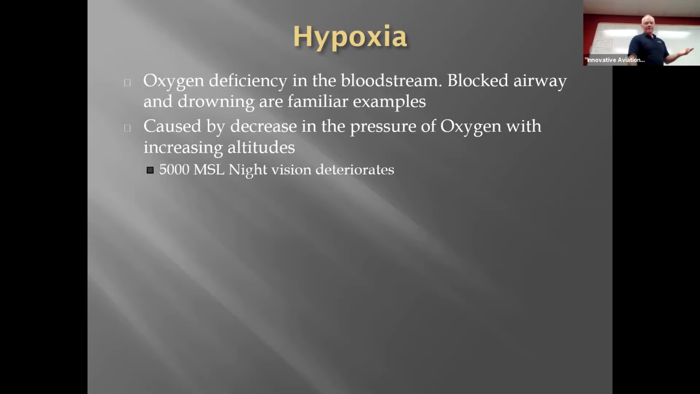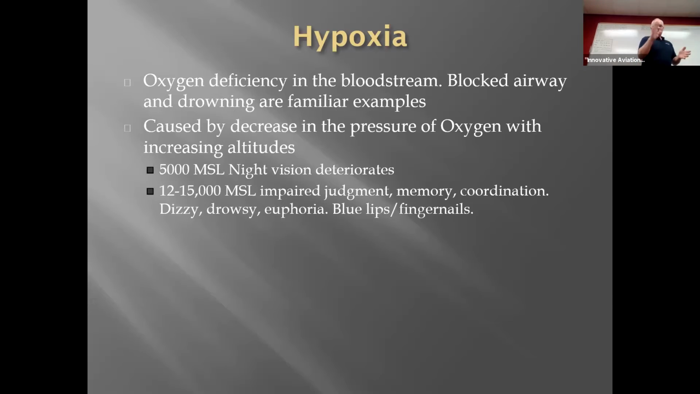So at 5,000 feet MSL, above sea level, at night your night vision starts to deteriorate. So when you do your long night cross country, if you get really up there above 5,000 feet, we don't usually, but you can start to have trouble with your night vision.